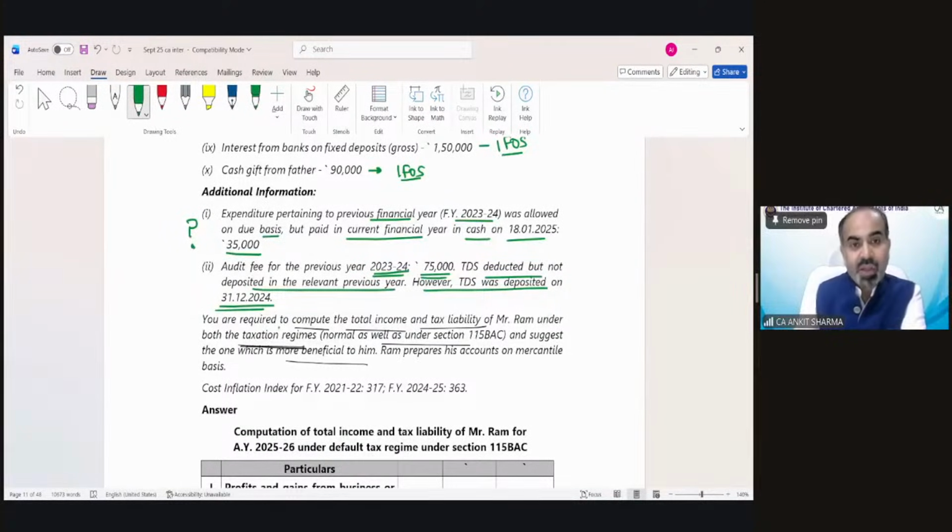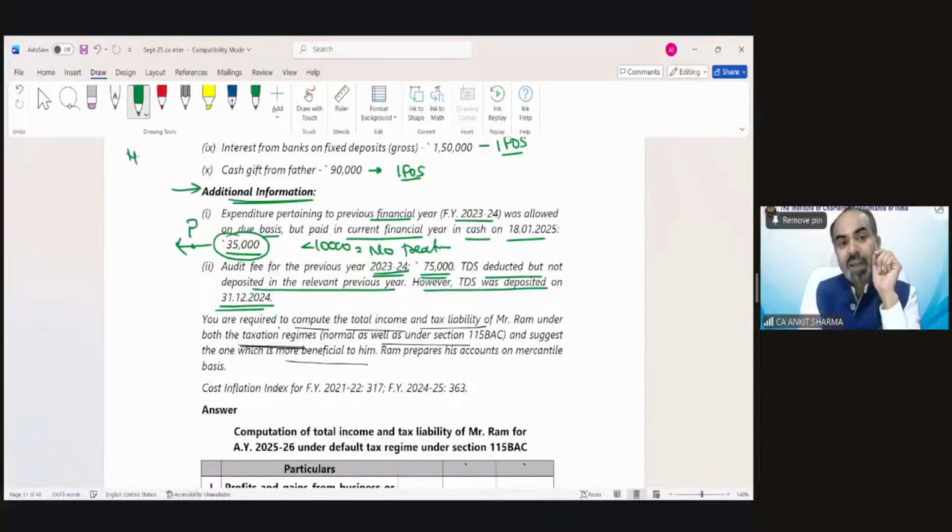But let me tell you one thing. This is an additional information. That means this 35,000 has not been already included in that 52 lakh rupees treatment. So we are disallowing it because it has not been reduced from this current year expenditure. So we are disallowing it because of the payment. If it is less than 10,000, then no treatment in this year because this is an additional information.